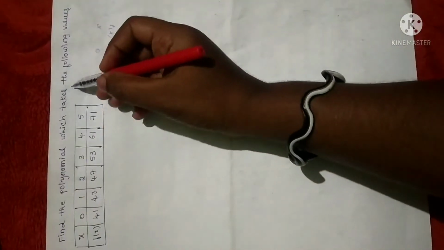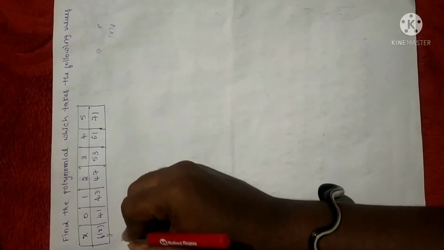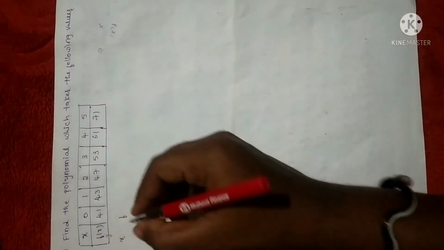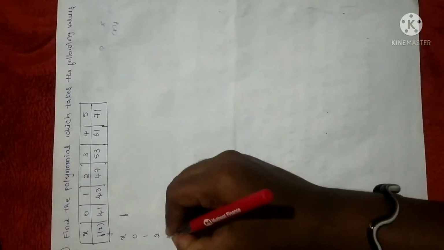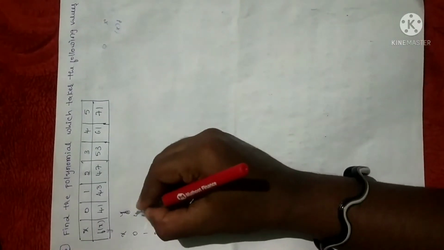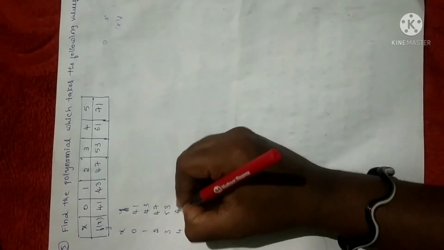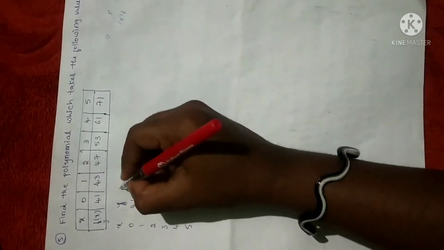Find the polynomial which takes the following values. So x values and y values. Y is none other than f of x. Values are given, and we need to find the polynomial. So let me write the values of x and f given: x is 0, 1, 2, 3, 4, 5. F values, that is y values, are 41, 43, 47, 53, 61, 71.